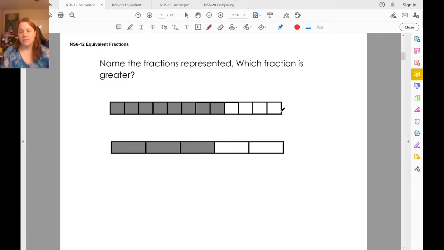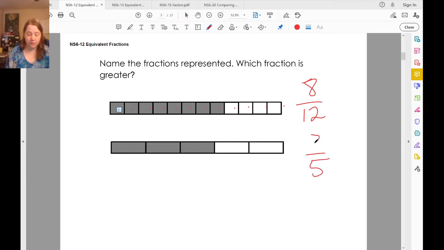Over here, I have 1, 2, 3, 4, 5, 6, 7, 8, 9, 10, 11, 12 total pieces, and there are 8 pieces shaded. I can see that over here there are 5 pieces total. 3 of them are shaded. And by just looking at which bar is farther, I can see that 8/12 is greater.